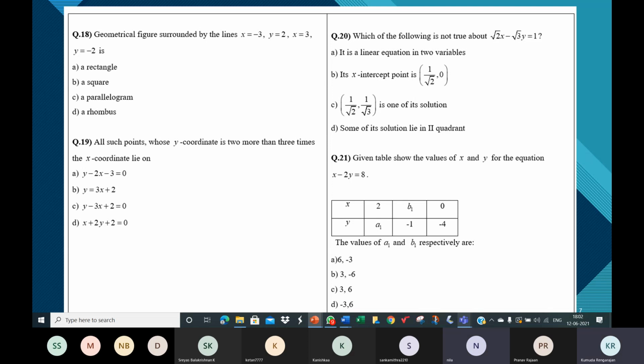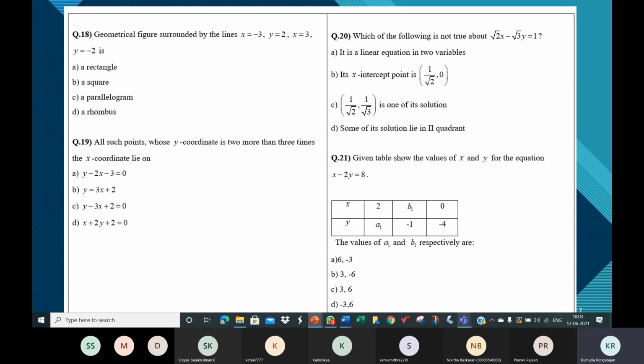Which is the correct option? Y is equal to 3x plus 2, ma'am. B, ma'am. But we have 2 options like that, right? No, only this B, only B. So B is the correct option. Y is equal to 3x plus 2, yes.